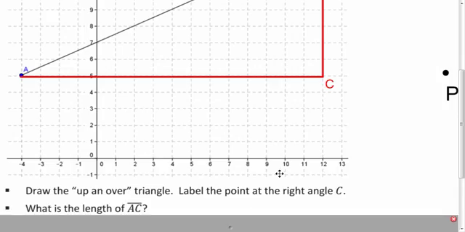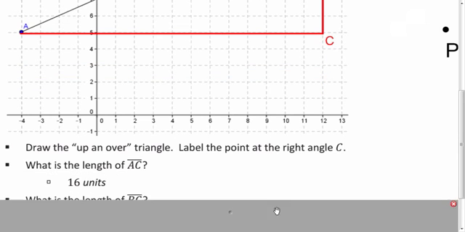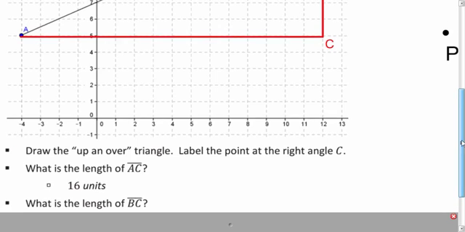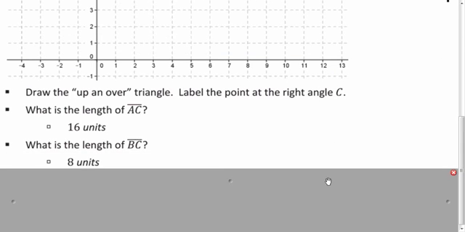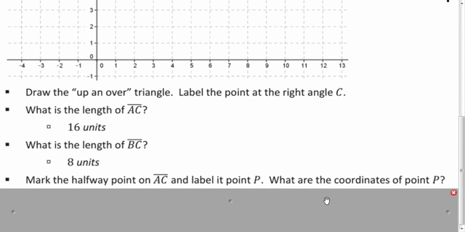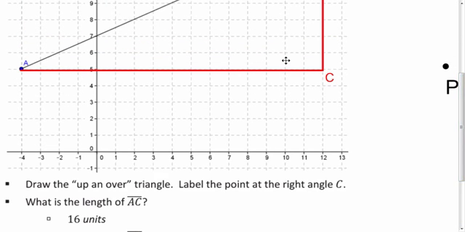So how long is segment AC? Let's see, this x-coordinate's 12, this one's -4, 12 minus -4 is 16. And for BC, the y-coordinate's 13, minus the y-coordinate here, 5, gives us 8. So now I want to look at the halfway point on segment AC. We're going to call that P. What would its coordinates be? Well, this whole thing is 16, so we have to go 8 from one of the endpoints. And that gives us the point 4, 5.